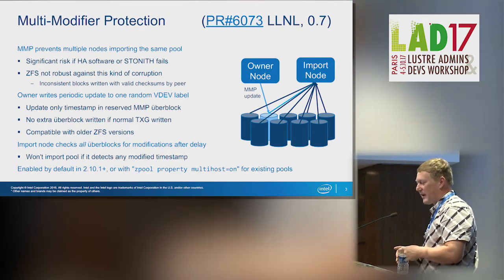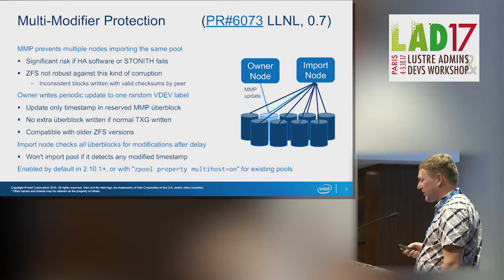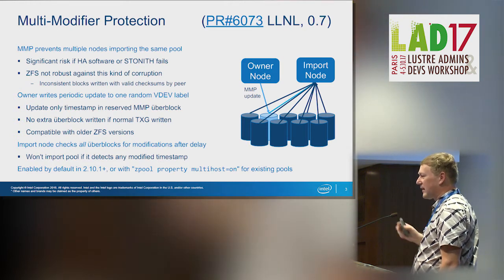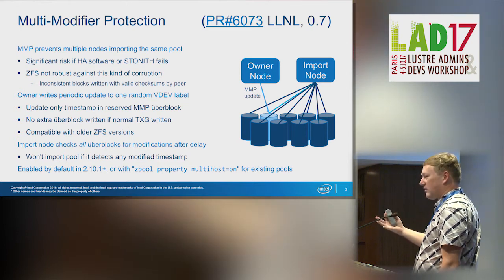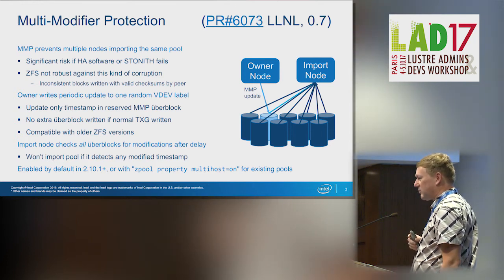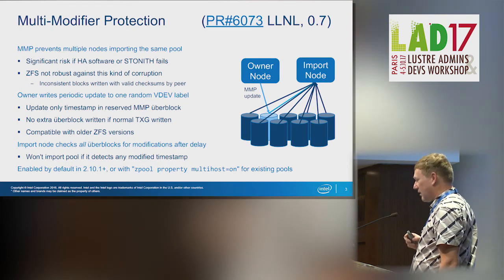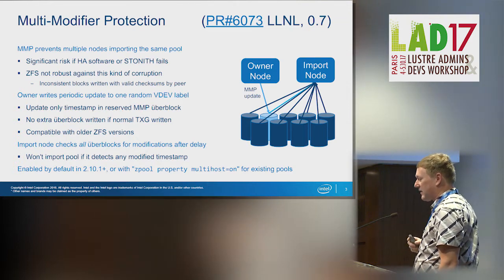So it writes a timestamp into each device header, and when the other node is trying to import the pool, it scans all of the devices for updated timestamps. It waits for a minute or a few seconds based on what update interval is being used on the pool, and then it rereads all of the devices. And if it can detect that the devices have been updated, it won't import the pool.